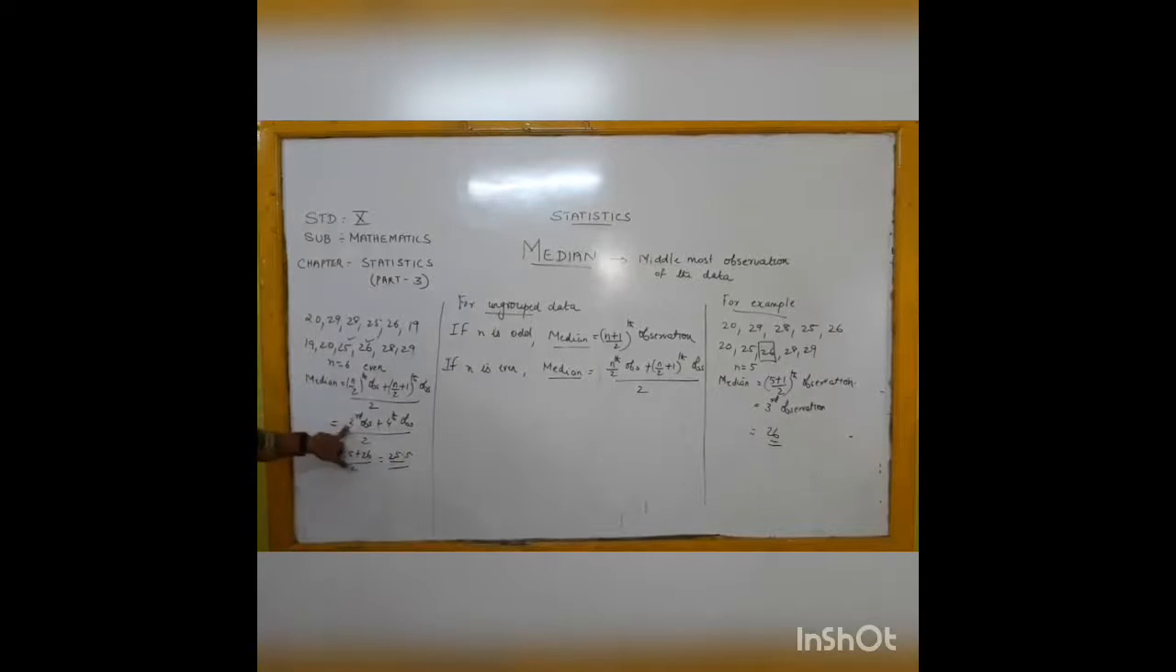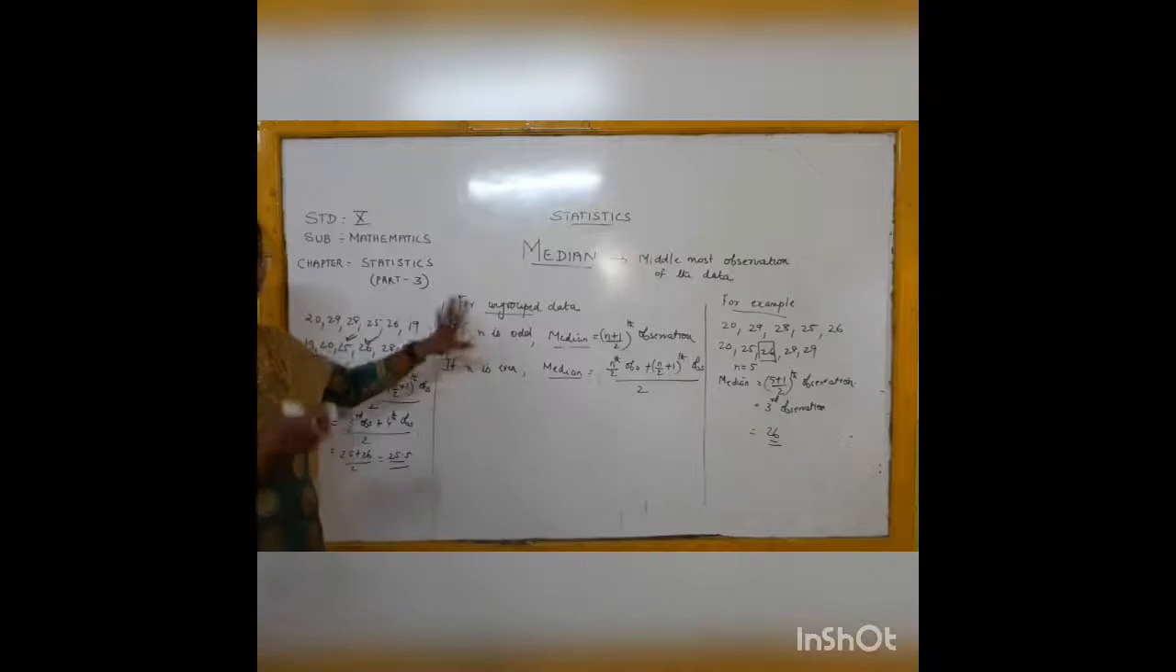The answer is not 3; it is the third observation. You check which is the third observation here. 25 is the third observation and 26 is the fourth observation. Now you have to find the average of the third and fourth observations. So 25 plus 26 by 2 gives 25.5. So you get 25.5 as the median of this particular ungrouped data.